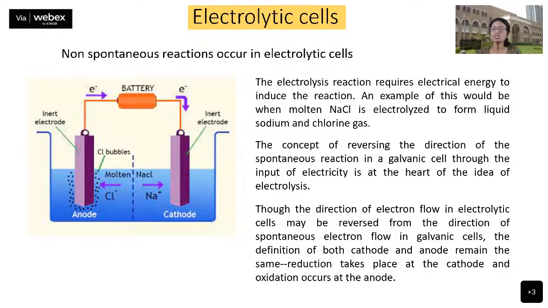So an electrolysis reaction will generally require electrical energy to induce the reaction. So when you are electrolyzing molten sodium chloride, what you have is the generation of liquid sodium and chlorine gas which is evolved. The direction of electron flow, this is a very important thing, in electrolytic cells may be reversed from the direction of electron flow in a spontaneous reaction in a galvanic cell. Remember the definition of cathode and anode remains the same. So the reduction will take place at the cathode and the oxidation will occur at the anode.